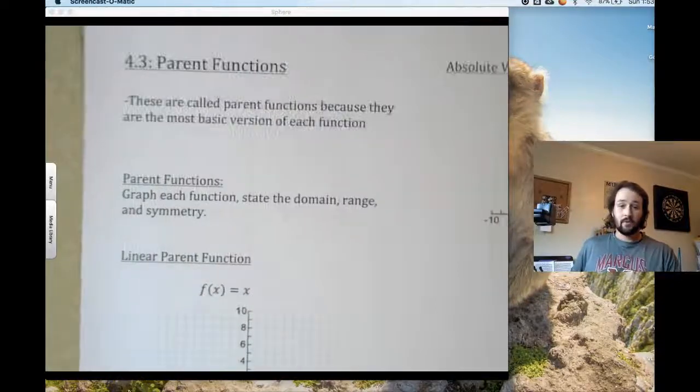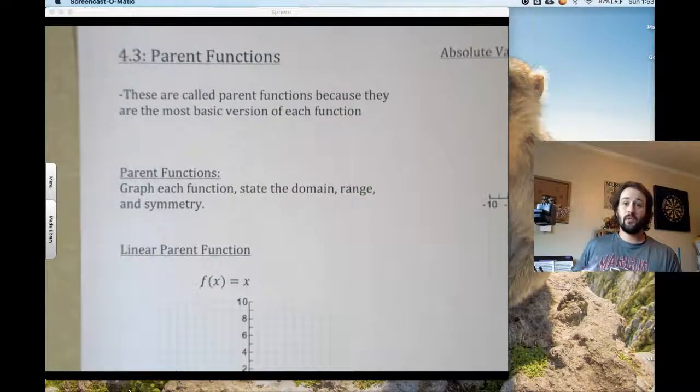All right, in this video, we're going to be talking about parent functions. We've already been messing with some of these parent functions. They're called parent functions because they're the most basic form of the functions. They're not moved up, left, or right, not moved any direction at all. They're not multiplied by anything. It is just the basic function.